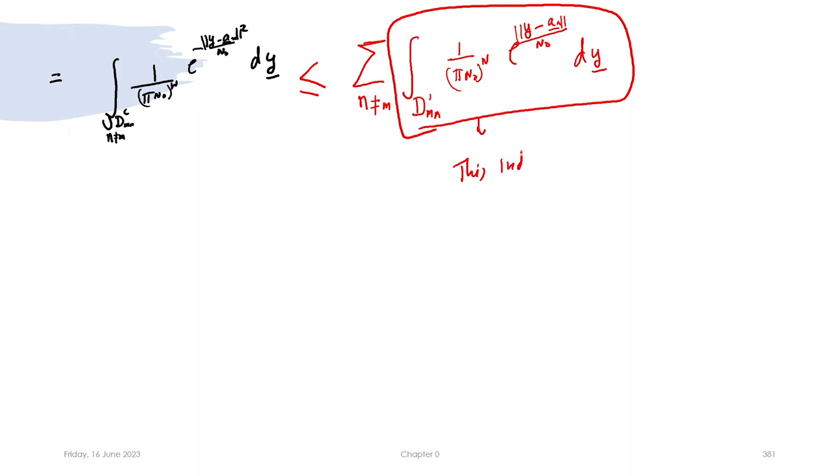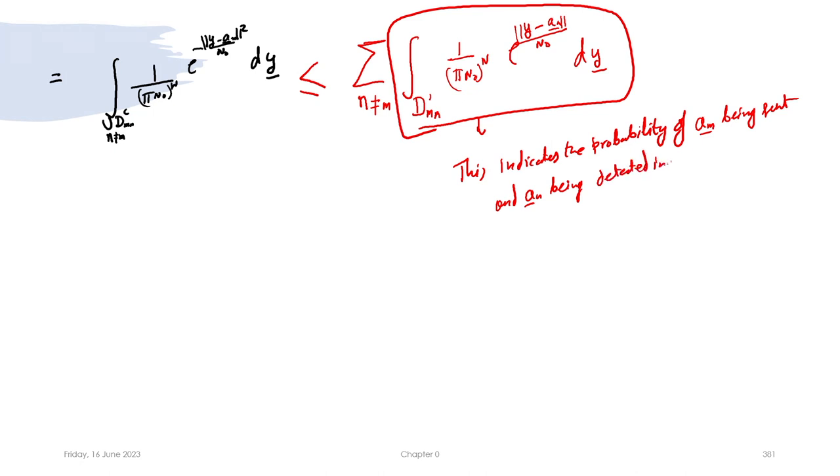So what we have done is, this indicates the probability of AM being sent and AN being detected instead, and is called the pairwise error probability.